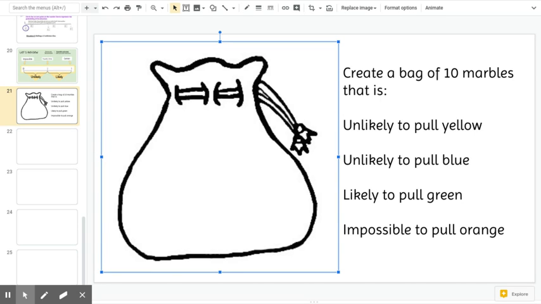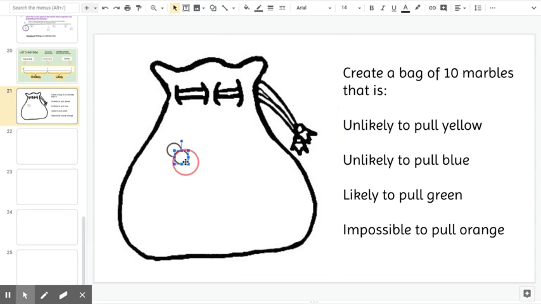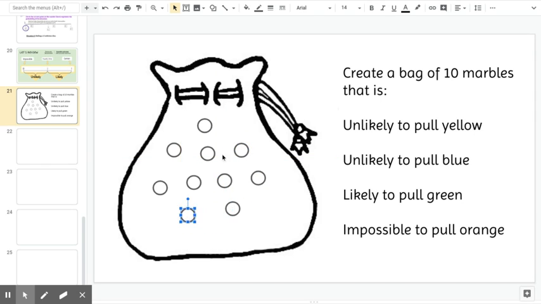So the first thing I'm going to do is create my 10 marbles. Now, you may have to draw them, but for the sake of time, I'm going to paste mine in. 4, 5, 6, 7, 8, 9, 10. Let me just make sure. 1, 2, 3, 4, 5, 6, 7, 8, 9, 10.